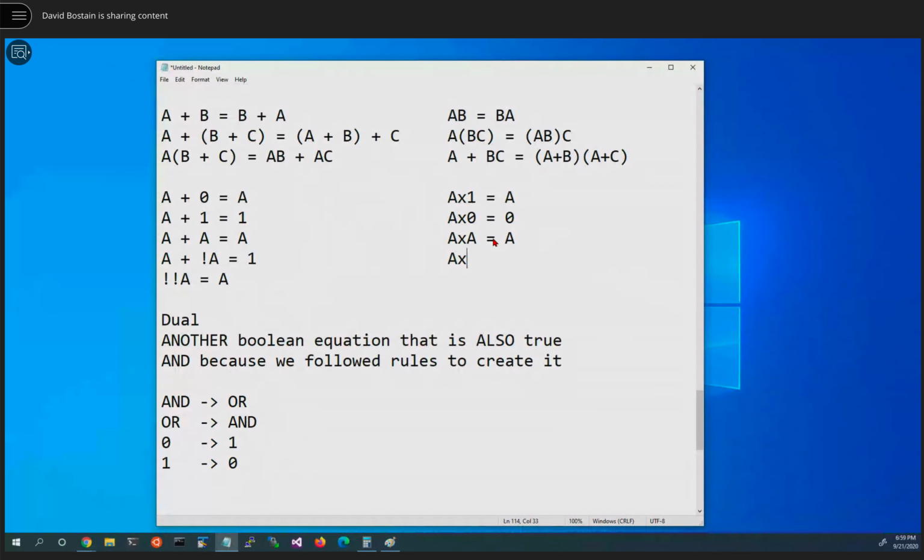A ANDed with its inverse, not A, is equal to false, because if one's a 1, one's a 0, can never be true again. And then finally, the last one has a dual, but it's identical. The dual is that if you invert A, you get A. So those are all fairly interesting.